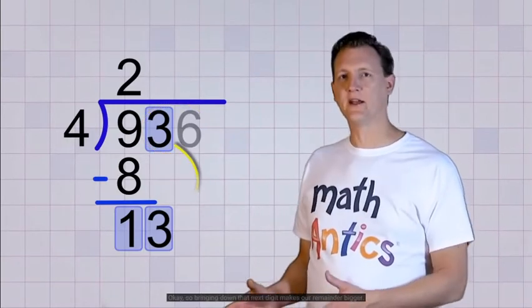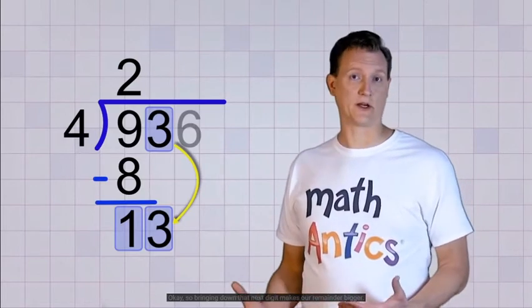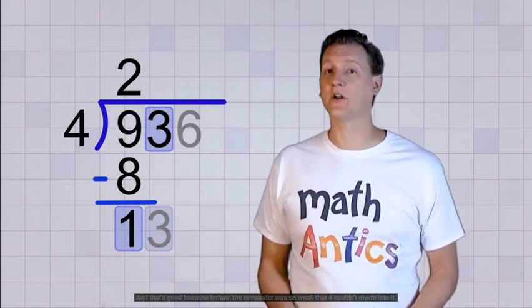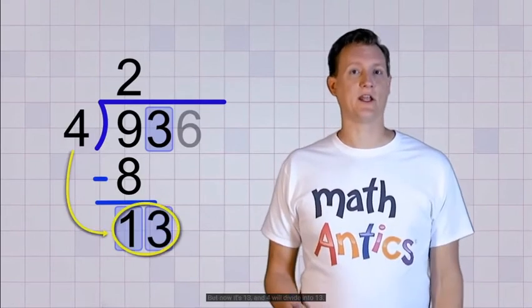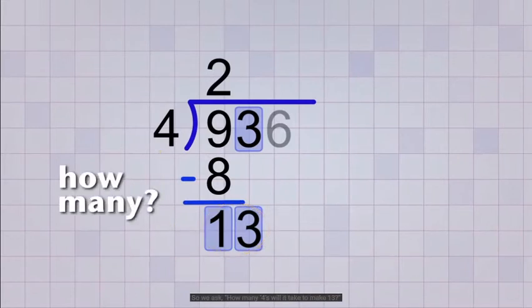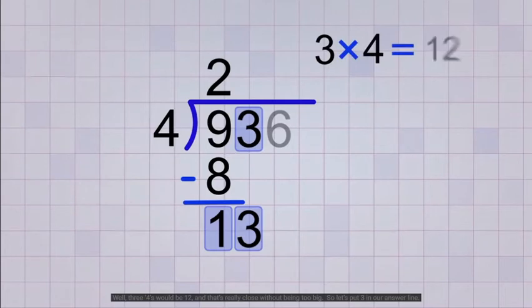Okay, so bringing down that next digit makes our remainder bigger. And that's good because before, the remainder was so small that 4 couldn't divide into it. But now it's 13, and 4 will divide into 13. So we ask, how many 4s will it take to make 13? Well, 3 4s would be 12, and that's really close without being too big. So let's put 3 in our answer line.